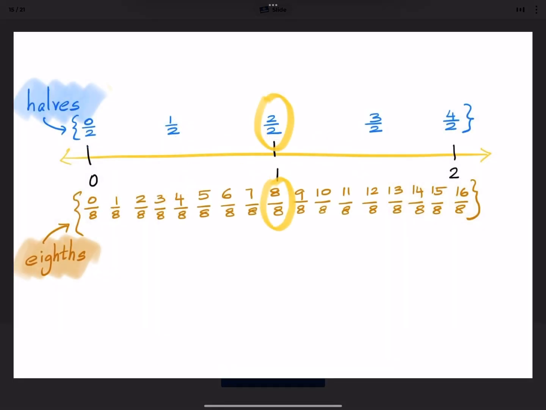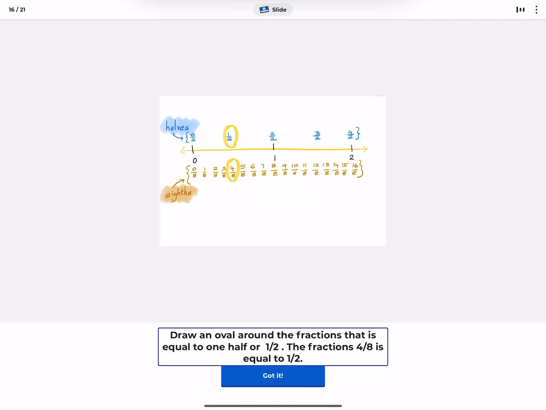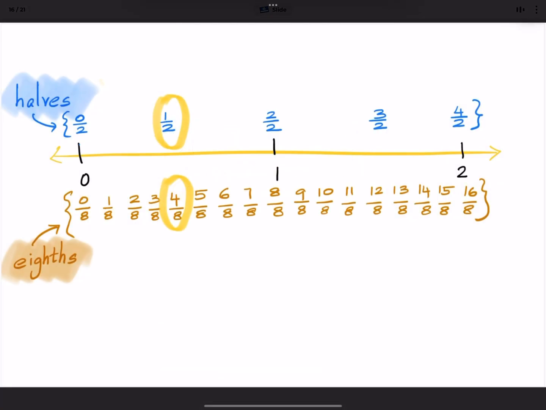Can you circle the fractions that are equal to 1? 2/2 and 8/8 are the fractions that are equal to 1. Draw an oval around the fractions that are equal to 1/2. The fraction 4/8 is equal to 1/2.